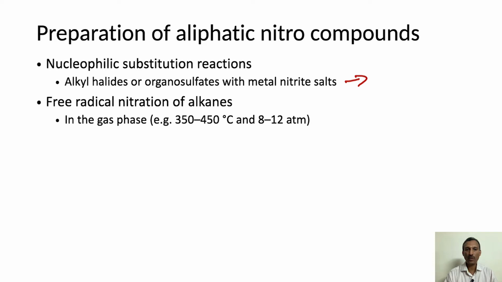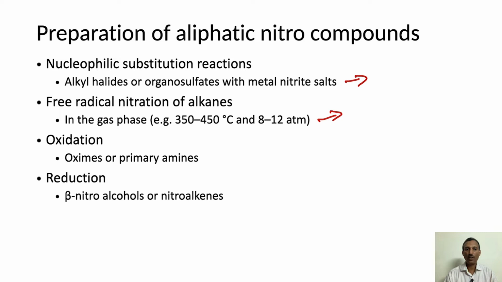So we have a free radical nitration of alkanes. This actually happens in the gas phase at 350 to 450 degrees centigrade under pressure. This reaction is an important industrial process. And we also have oxidation of oximes or primary amines, which leads to nitro compounds. We also have reduction of beta nitro alcohols or nitroalkenes, which give nitro compounds.